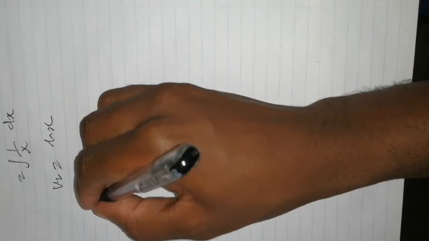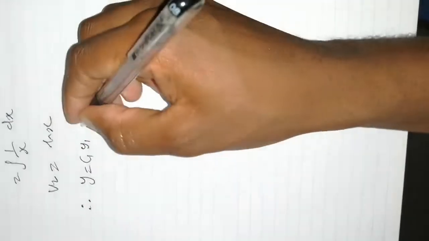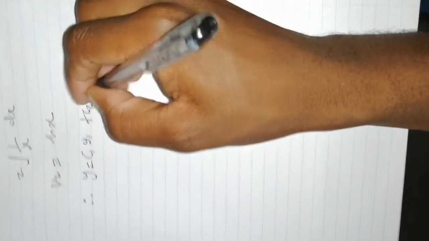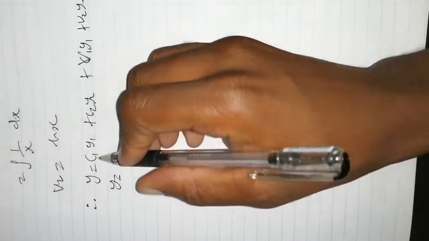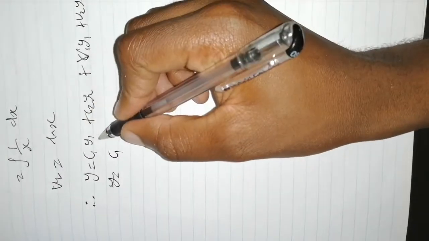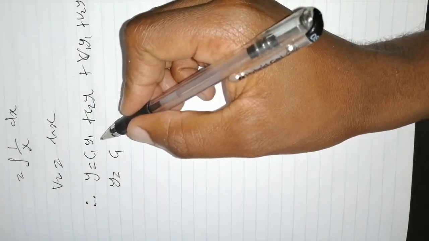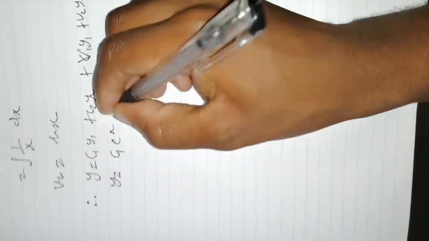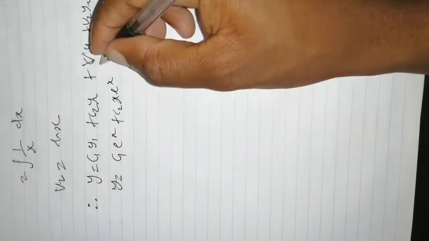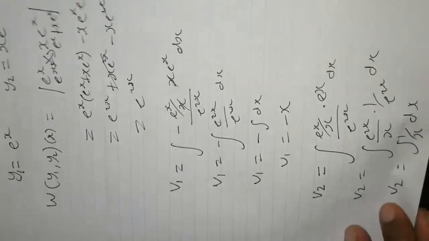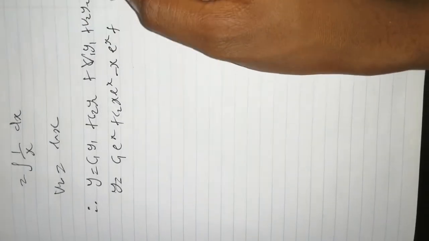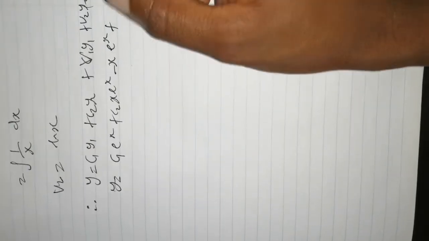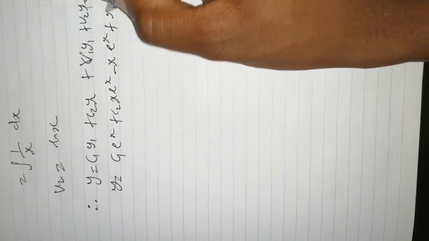So now we said that the general solution is in the form y equals c1 y1 plus c2 y2 plus v1 y1 plus v2 y2. So y equals c1 times y1, which is e to the power x, plus c2 times y2, which is x e to the power x, plus v1, the one I found, negative x, times y1, which is e to the power x, and then plus v2, ln x, times y2, which is x e to the power x.